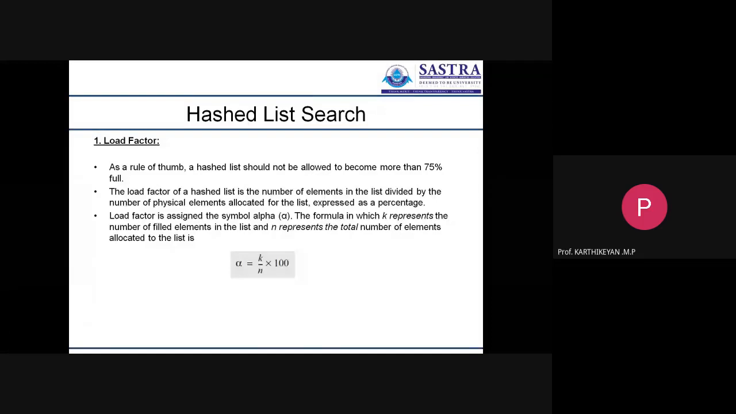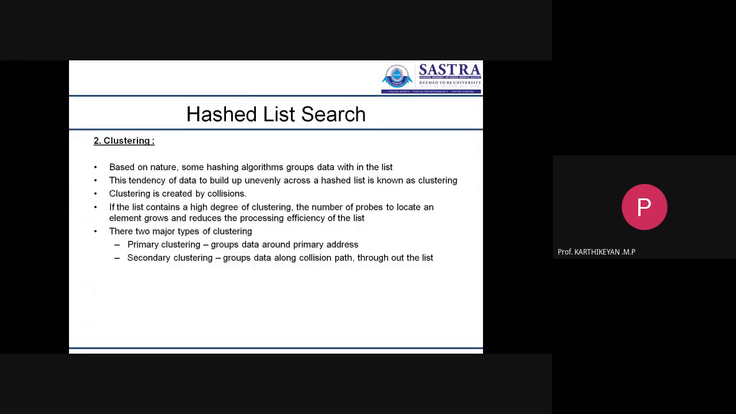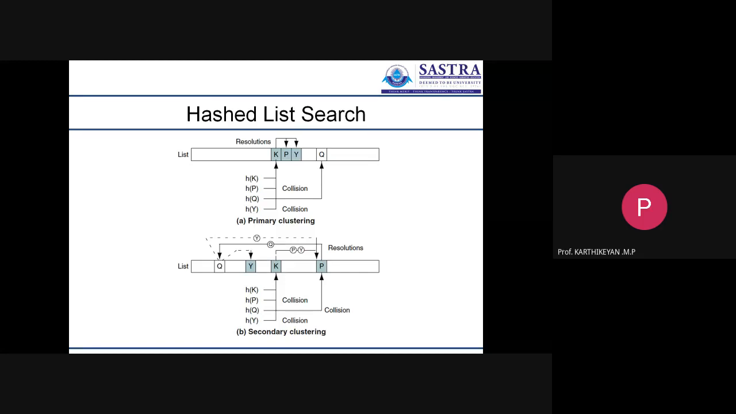And the second one is clustering. Why is clustering happening? Because of collisions. Whenever a collision occurs, we try to find the next available free place, and in that place we store the collided data. Because of that, clustering happens. There are two types of clustering: primary clustering and secondary clustering. Primary clustering means the collision resolution technique tries to find the next available memory location near the home address. If all the data are stored near the home address, it creates primary clustering.